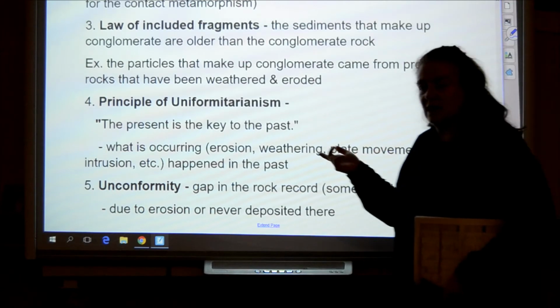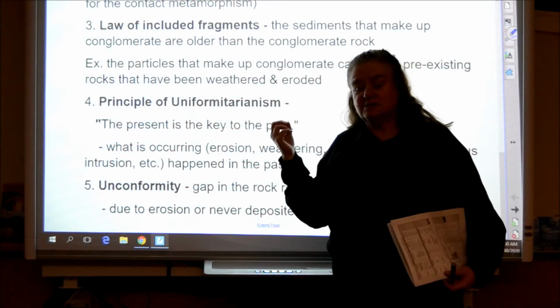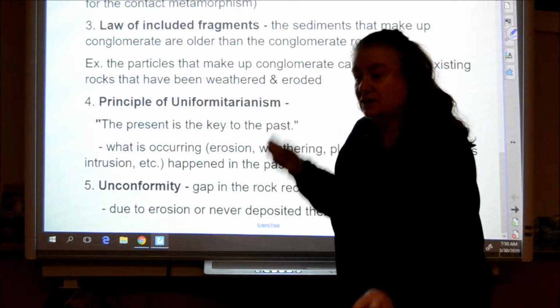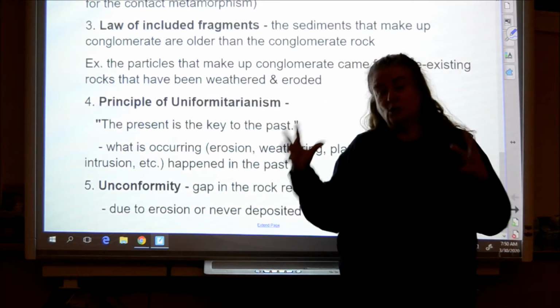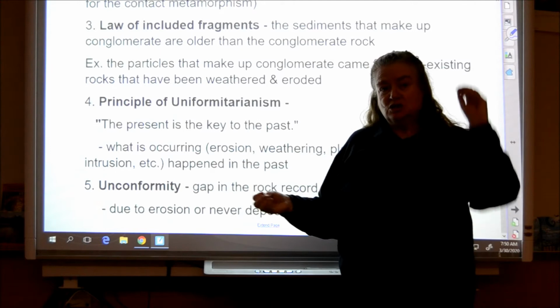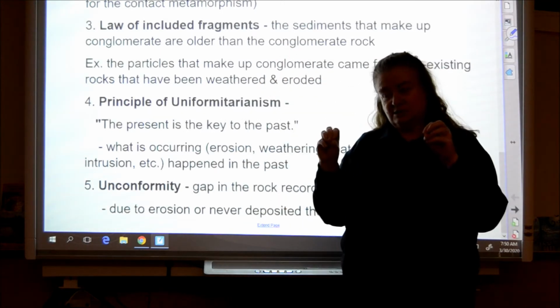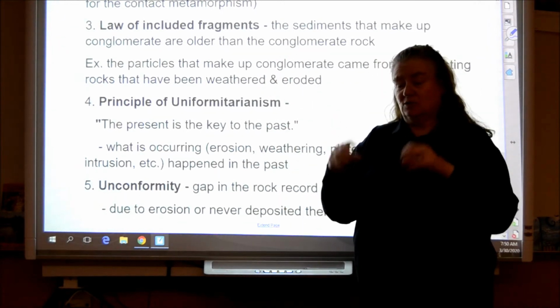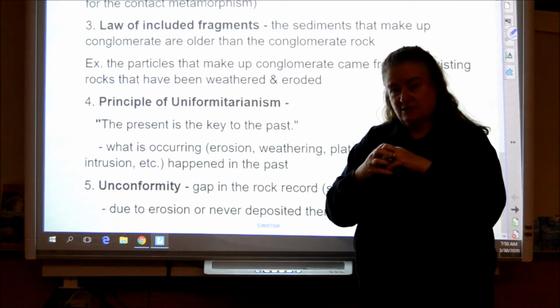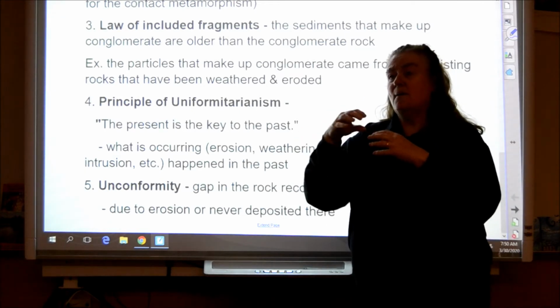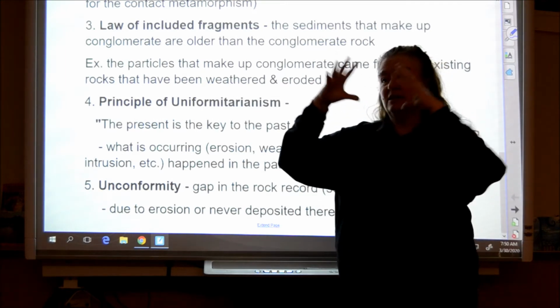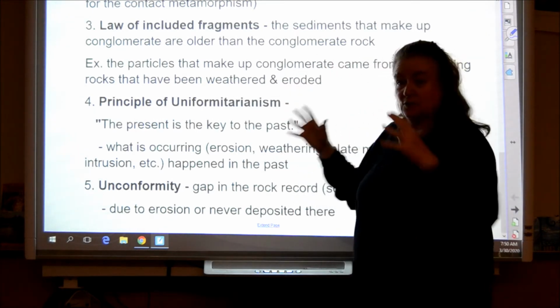Law of included fragments. So if I look at something like conglomerate, that's saying that the rocks that make up the conglomerate have to be older than the conglomerate itself. So I take rocks from other origins, so they have to be older, then I have to cement them together. So the cement is going to be younger than the rocks, but then it's got to be older than the conglomerate itself when it actually forms.